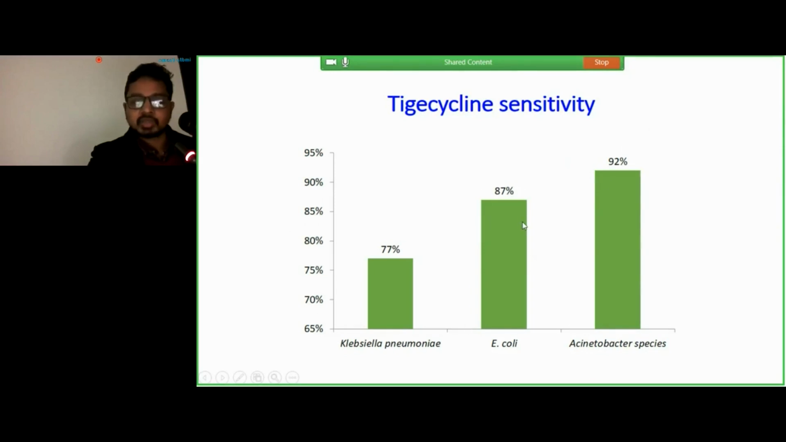For E. coli, around 87% of the E. coli and 7% were sensitive to it.